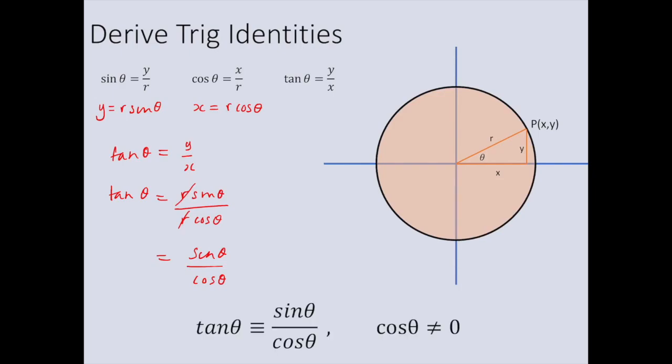That works for almost every single value of theta. The only thing we've got to watch out for is we don't want cos theta equal to 0, because then we get a divide by 0 on the bottom of that fraction. So there's our second trig identity. Tan theta is identically equal to sine theta over cos theta.